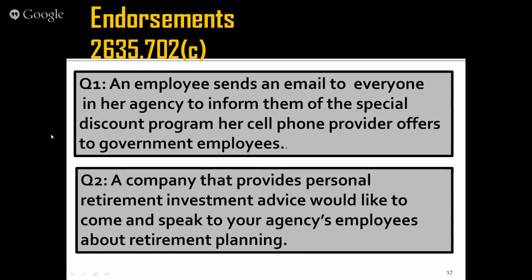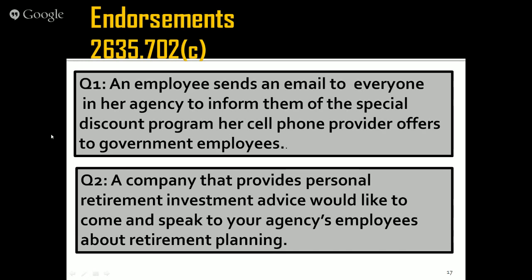So the first question we have is, an employee sends an email to everyone in her agency to inform them of the special discount program her cell phone provider offers to government employees. What do you think about that, Patrick? I don't know. This causes me a little bit of concern. Because this employee presumably is sending this email from an official email account. Right. And they're doing so maybe not with the intent of drumming up business for this private company that offers the discount. But that's likely to be the effect of the communication.